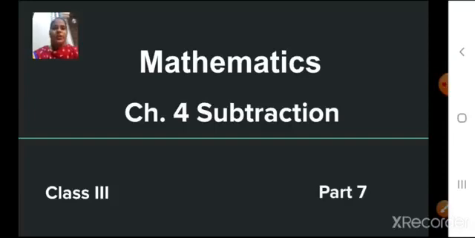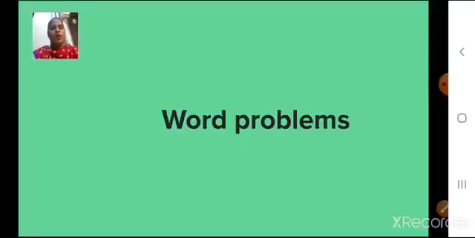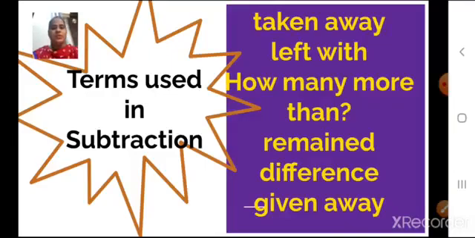Children, today we are going to discuss word problems related to the subtraction chapter. Now children, in word problems, these are the terms which are used. Now read these terms with me: taken away, left with, how many more, than, remained, difference, given away. All these terms will tell us that it is a subtraction problem or question.